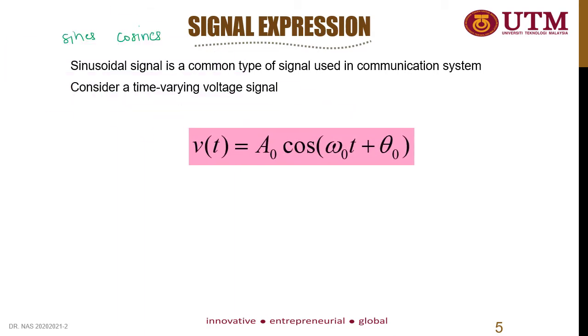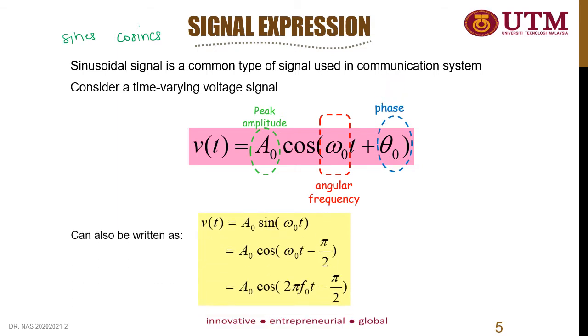This is the general equation for a cosine signal, in which A0 is the peak amplitude of the signal, omega naught is the angular frequency in radian per second, and theta is the phase of the signal. This equation can also be written in sine function, A sin omega naught t. If you convert to cos, there's a negative pi/2 phase shift of the signal.